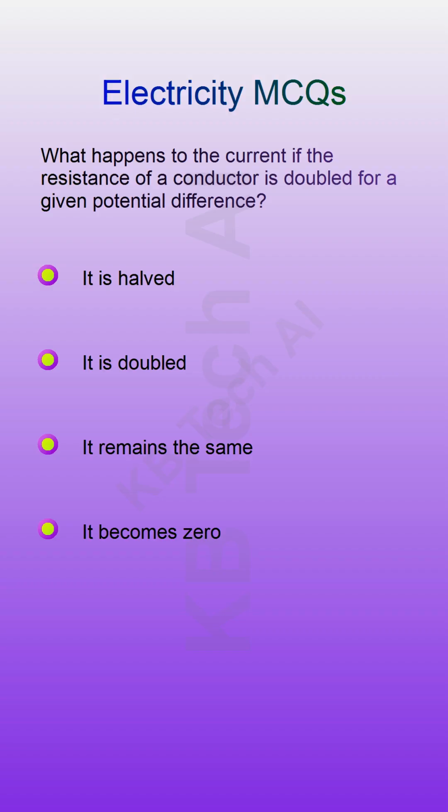What happens to the current if the resistance of a conductor is doubled for a given potential difference? Option 1, it is halved, option 2, it is doubled, option 3, it remains the same, option 4, it becomes 0. The answer is, option 1, it is halved.